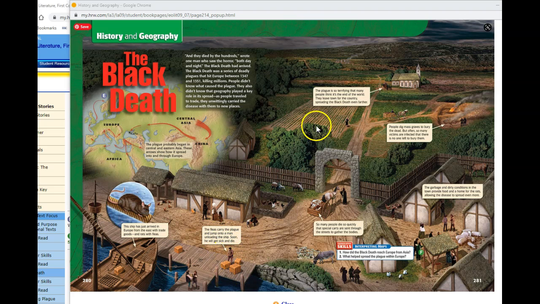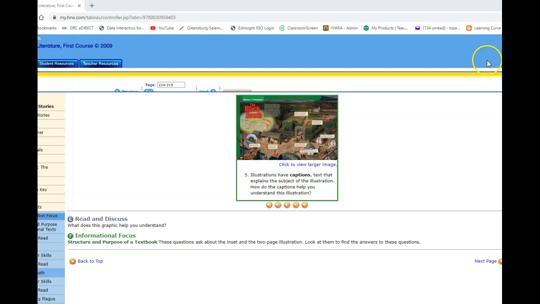This guy gets bitten. The plague is so terrifying that many people think it's the end of the world. People go to the country, spreading it further. Here's mass graves, garbage, dirty conditions. Also help the rats and spread the plague even more. It says so many people die so quickly, special carts are sent through the streets to gather the bodies.